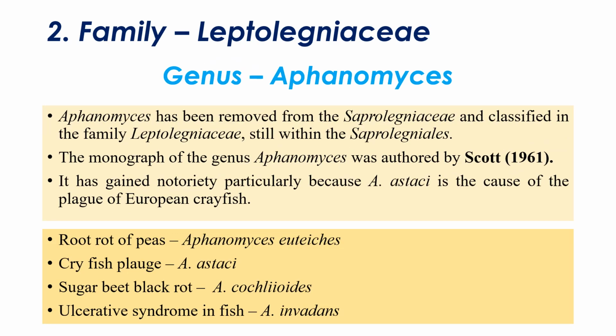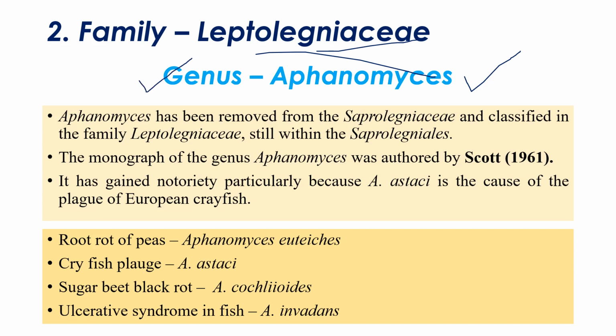The first family is Saprolegniaceae, and the second family we are now discussing is Leptolegniaceae. In the Leptolegniaceae there is only one important genus, Aphanomyces. In the Saprolegniaceae, there are Saprolegnia, Achlya, and the other genera that we have discussed.